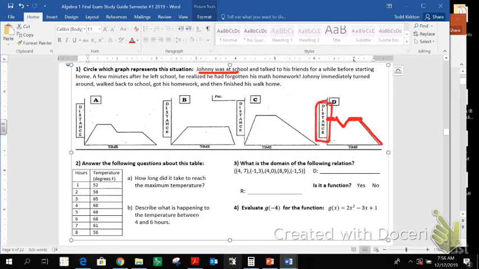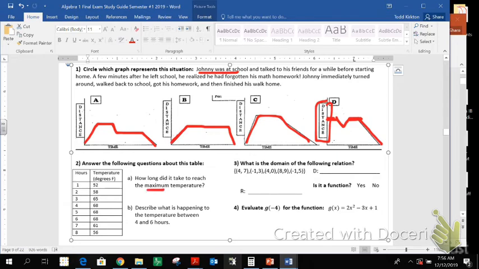This one would have been he was at home, he walked somewhere, and was there for a certain amount of time, and then walked back home. And this is the same thing, just different slopes. This one is he left home, walked somewhere, started walking back towards home, stayed there a while, walked back home.